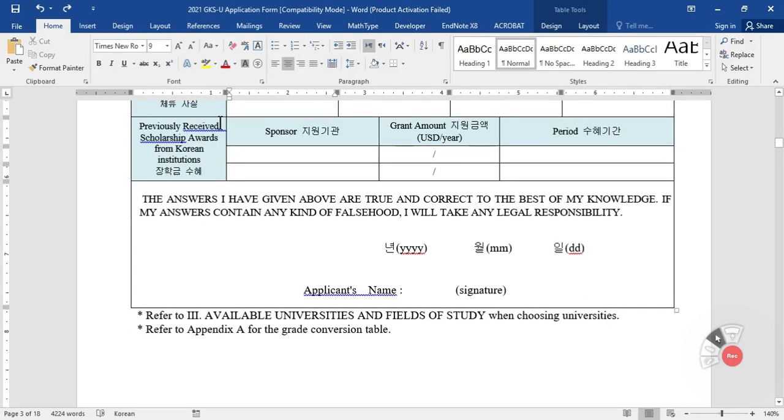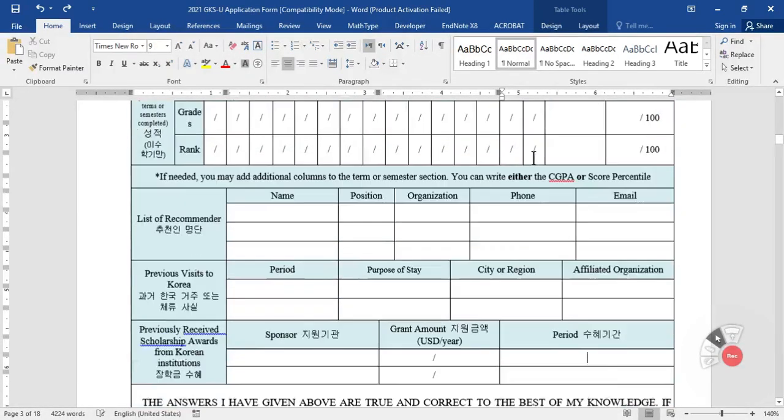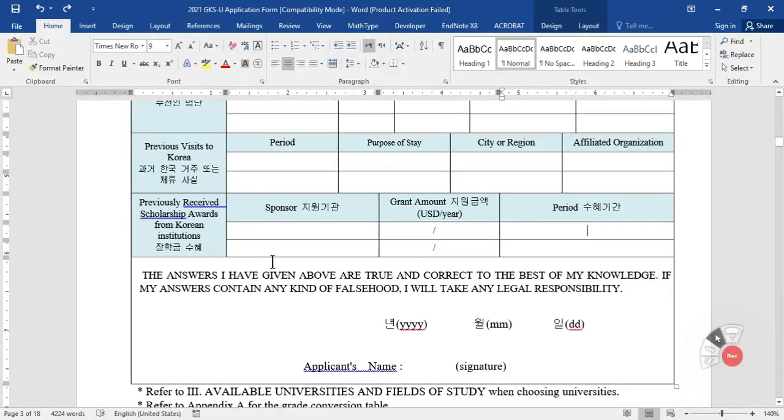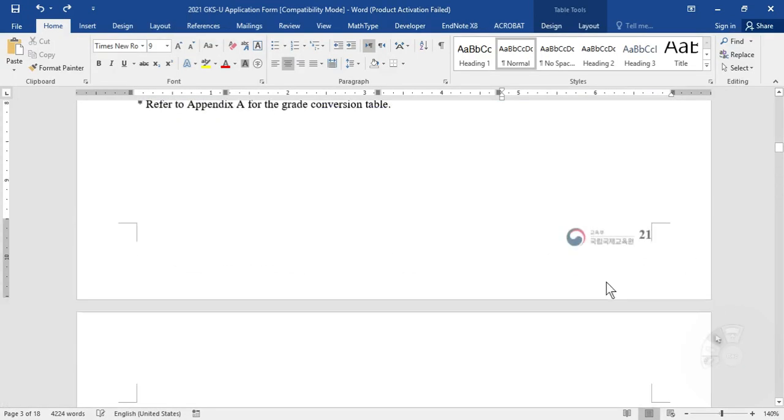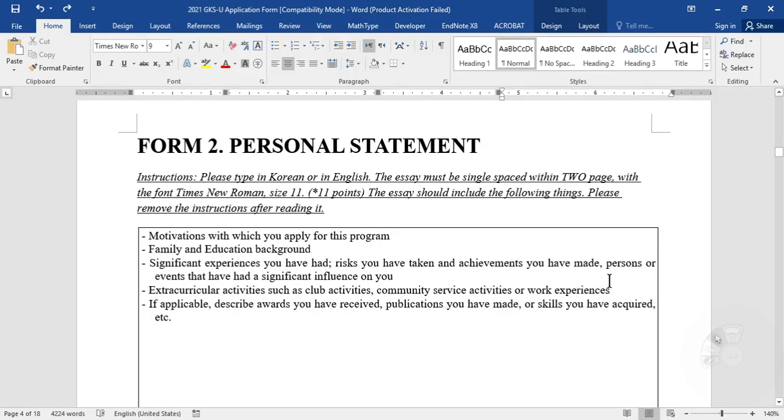And if you received any scholarship from the Korean government, then you can mention it here, but I think most of you don't have any background for the Korean scholarship, so you can leave it or cross it, and write the name, the signature and the date. So the most important part is the personal statement and study plan.